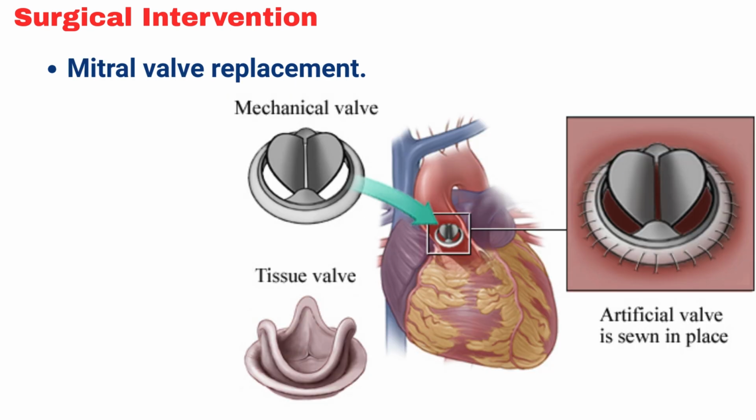Next procedure is mitral valve replacement. If the mitral valve can't be repaired, a surgery may be done to replace the damaged valve. The damaged valve is replaced with a mechanical one or a valve made from cow, pig, or human heart tissue. A valve made from animal or human tissue is called a biological tissue valve. A biological tissue valve breaks down over time and may need to be replaced. People with mechanical valves need lifelong blood thinners to prevent blood clots.